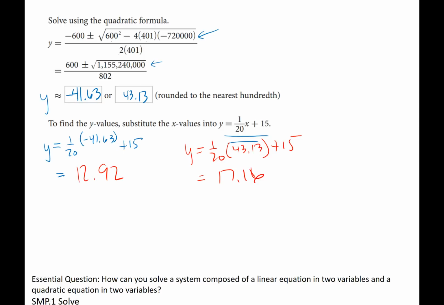Do they have that? They look like they have that for you, actually. Mine, somehow, I didn't get it copied and pasted over. So the car will be within the radio station's broadcast area between, and you're going to fill in the blank, negative 41.63, 12.92, and then 43.13, 17.16.